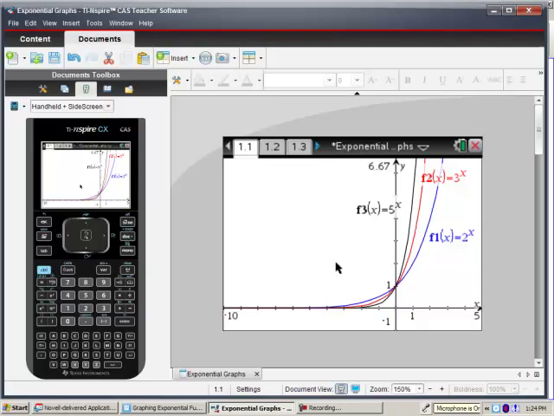But notice here I have an implied a value of 1. My b value for all three of these graphs is greater than 1. And in every single case, I get exponential growth.